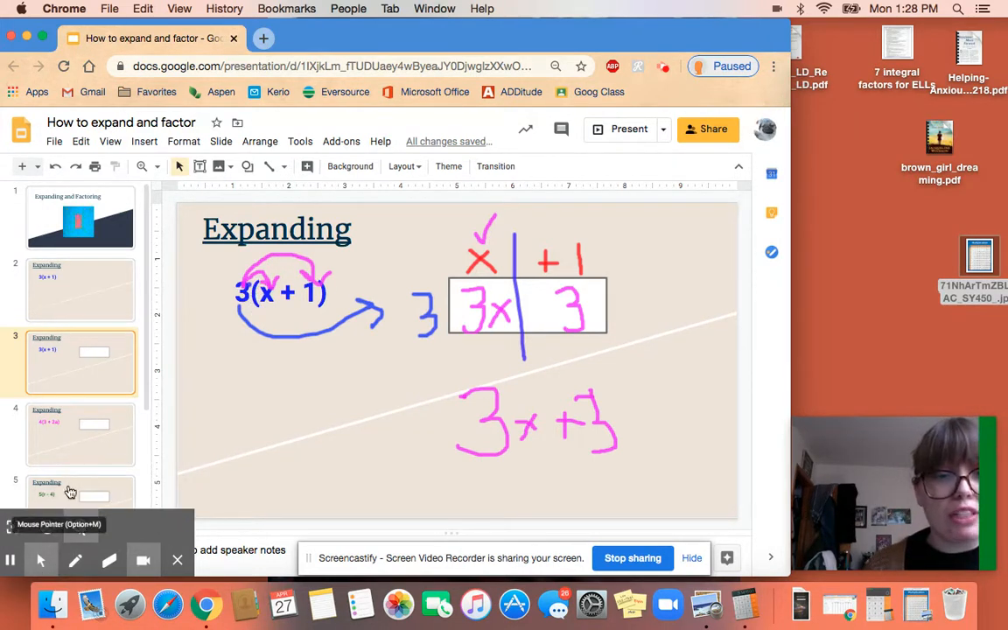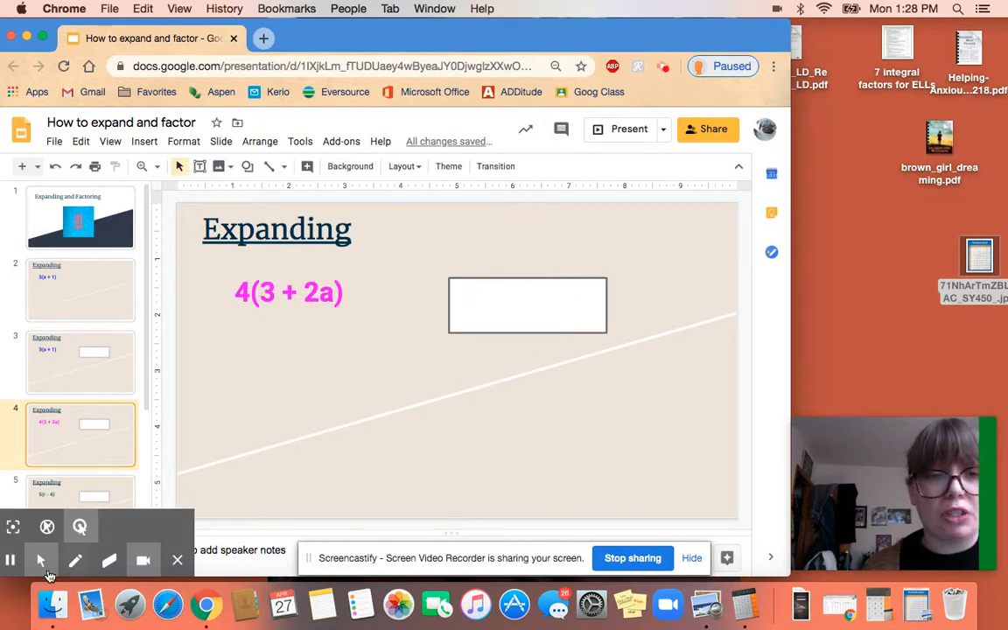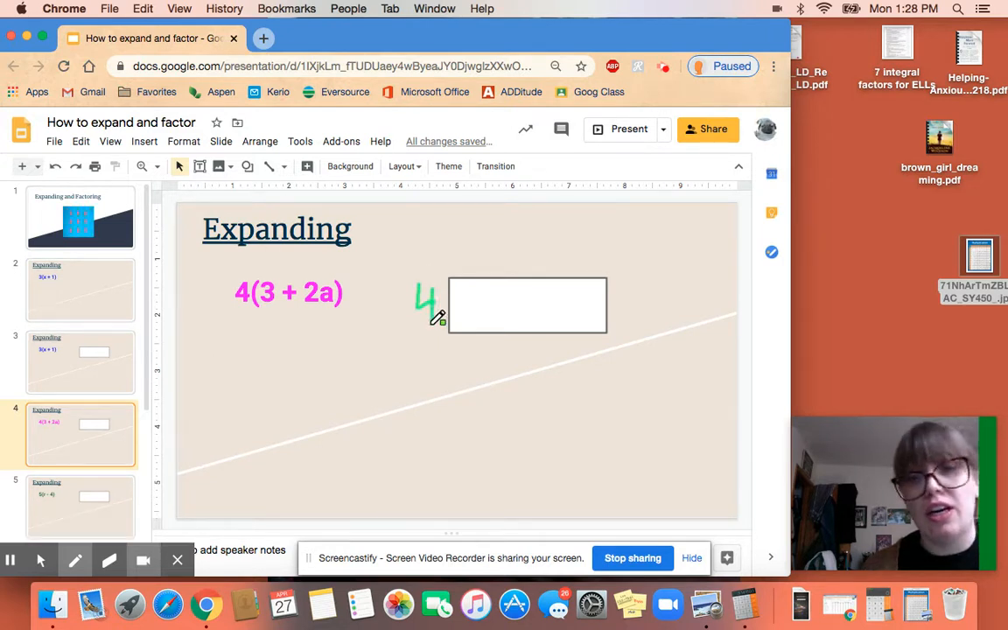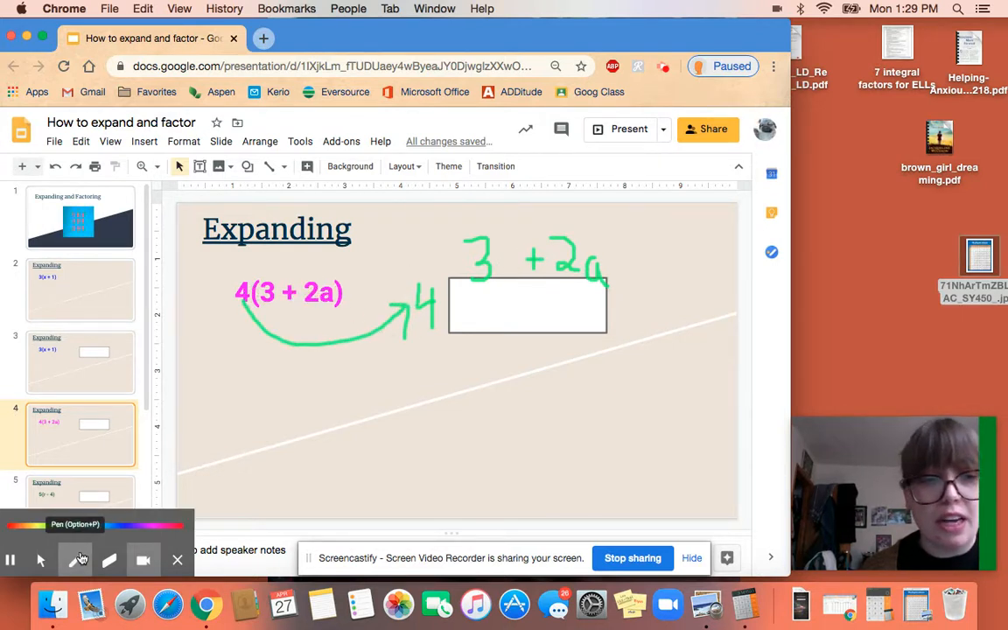I'm going to do a couple more examples for those of us that need to look at this a few more times. So let's just go ahead and jump right into it. We've got 4 of 3 plus 2a. And my 2a is positive because I have that plus sign. Great. So all I did was put my 4 over here and the stuff inside the parentheses on top. Now I'm going to multiply. And if you want to use a calculator for this, by all means do so.